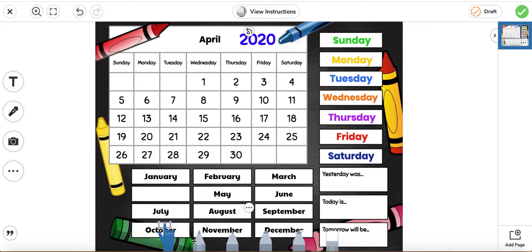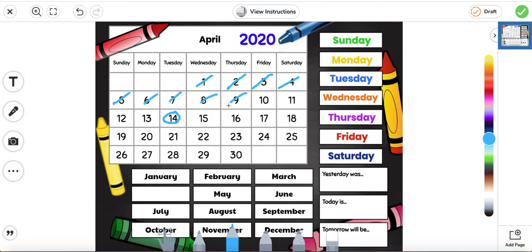We're going to go ahead and mark X's on the days, and we're going to stop at the 14th because today is the 14th. 1, 2, 3, 4, 5, 6, 7, 8, 9, 10, 11, 12, 13, 14. If we look at the calendar, it tells us if we go up from the 14th, today is Tuesday. What day was it yesterday?